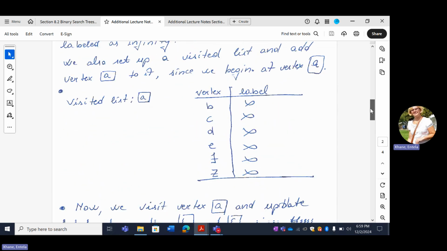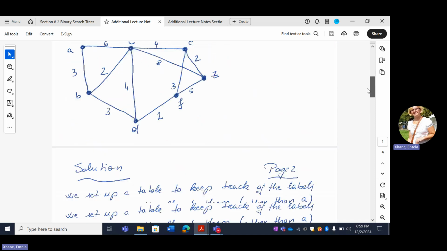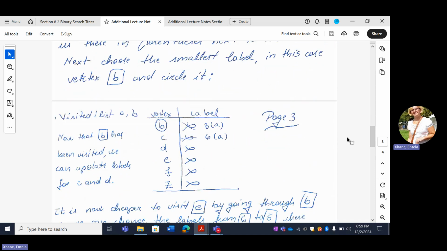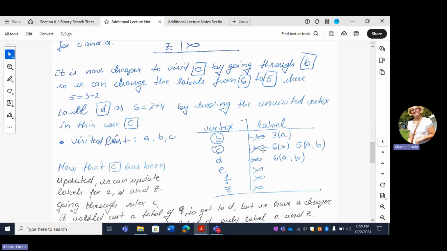So then I'm ready to circle C because I reached C. There's no other option for me to go to C. So that means I reached C. I circle C. I'm going to cross out infinity, and cross out 6A as well, which I forgot to cross out. And then now I have a different route, which is through A and B, 5 units.